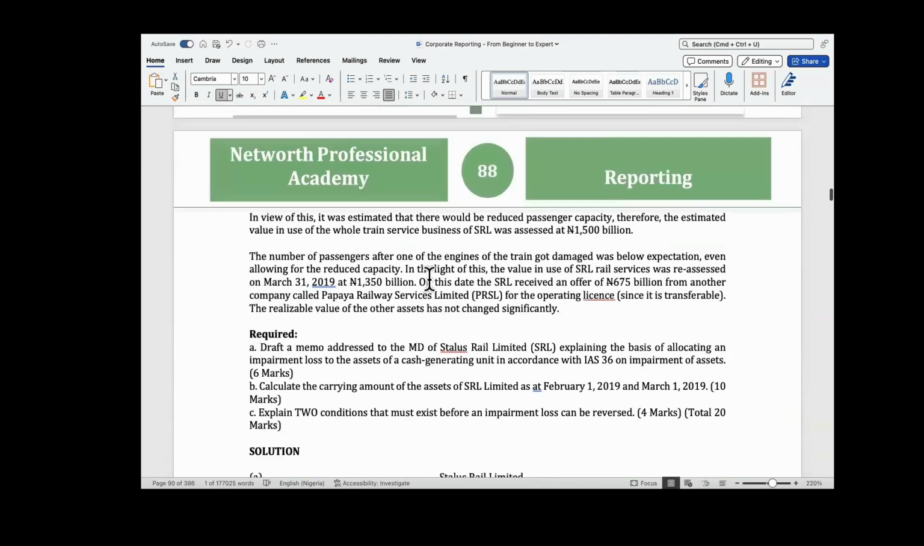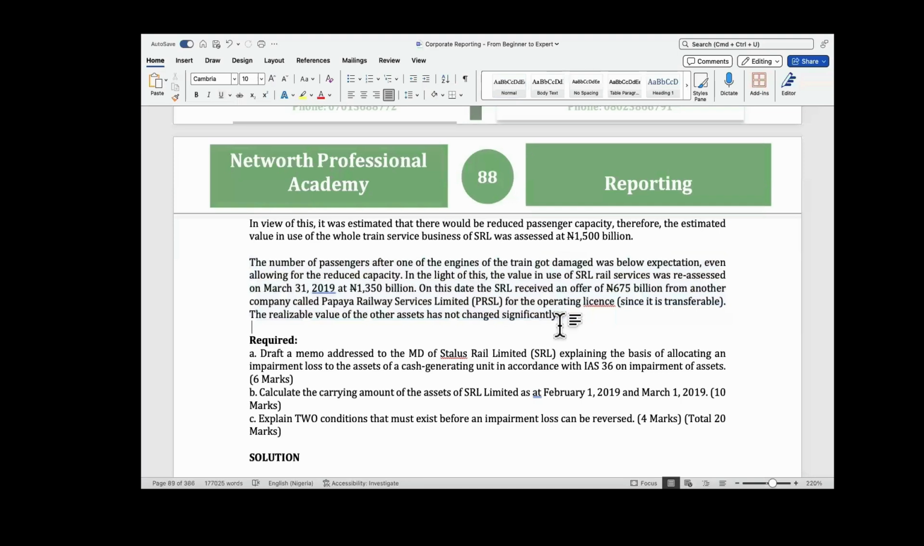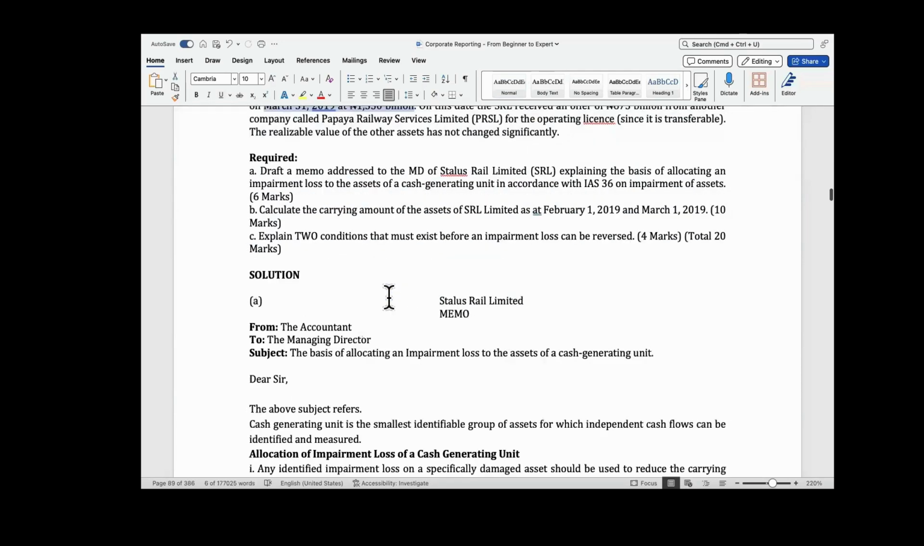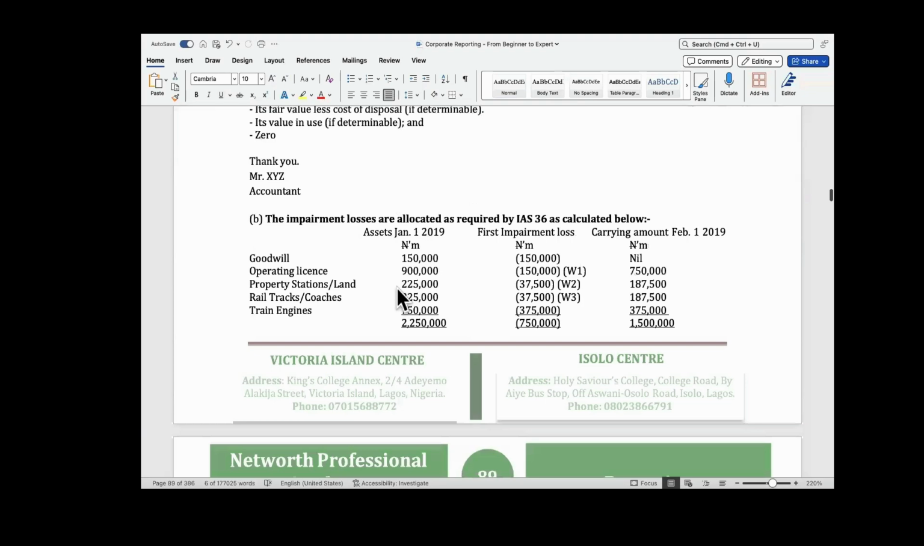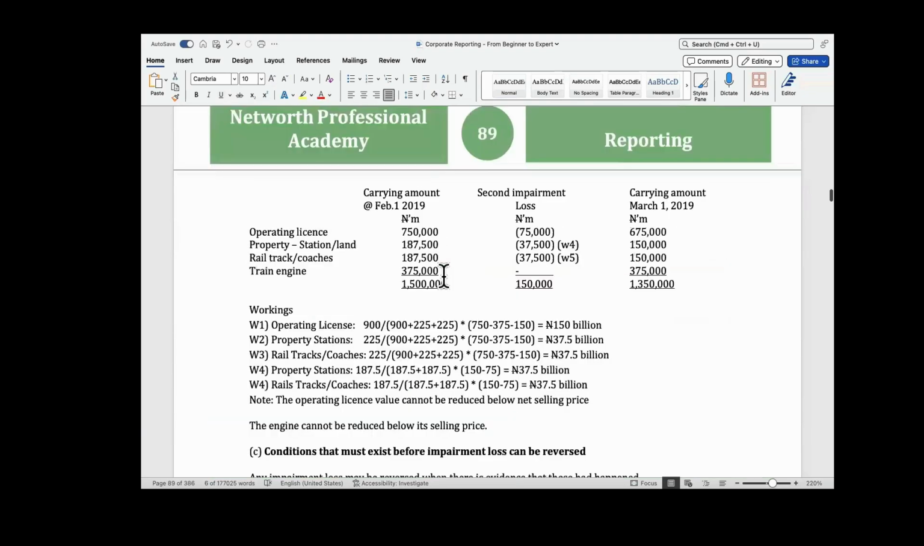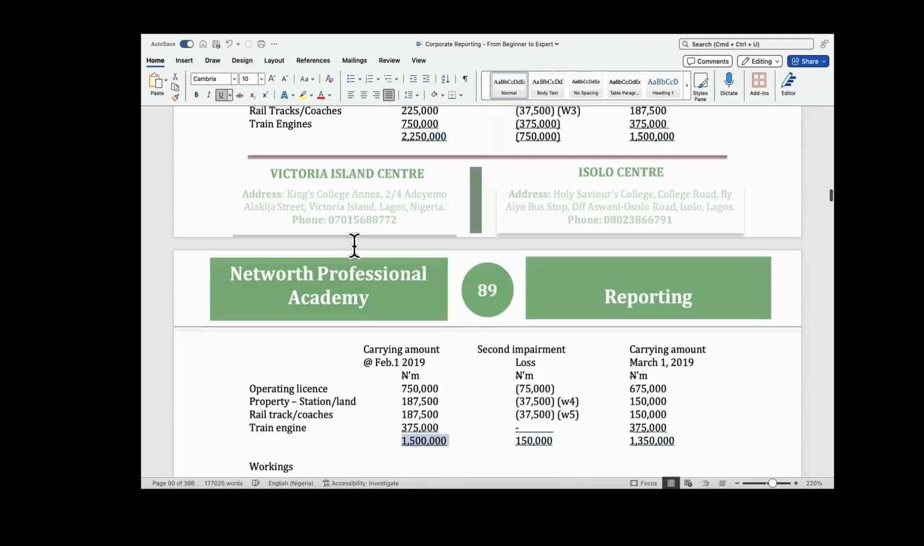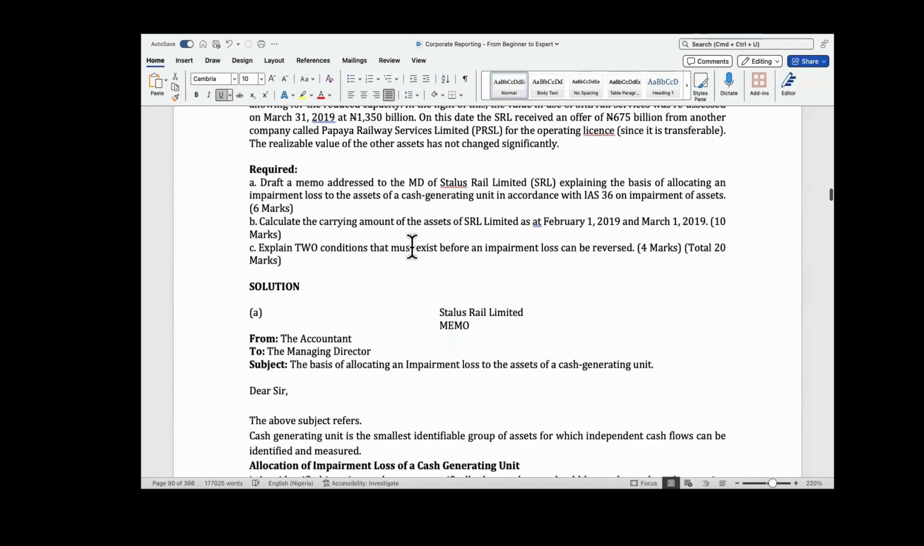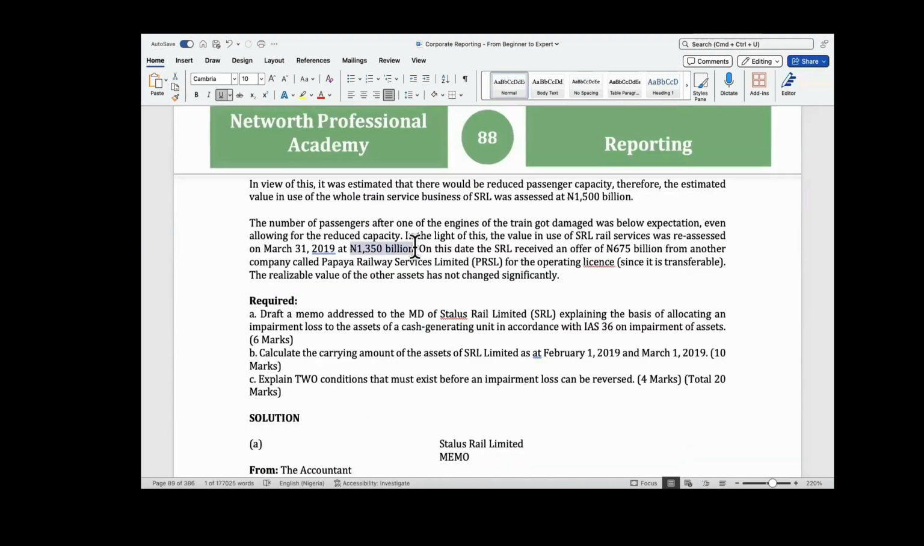So let's see what happened in March. I think it was this paragraph. What happened in March is that they gave us a new value in use for the entire CGU, which is the train station. So we can already visualize the impairment loss, because our book value now is 1.5 billion. But now they give us that the recoverable amount, which is value in use, is 1.35. So we need to write down that 1.5 to 1.350, so there will be an impairment loss of 150.